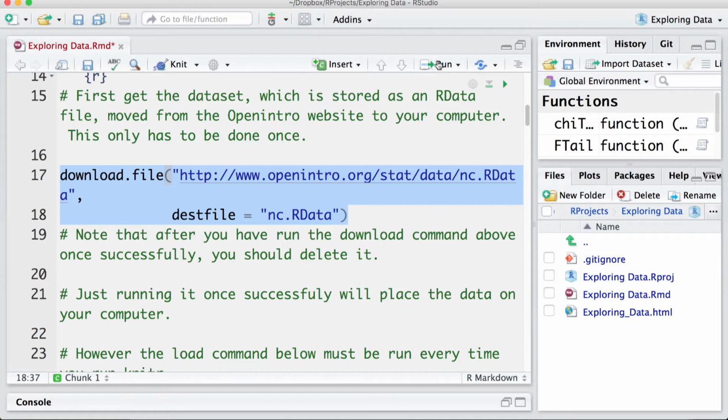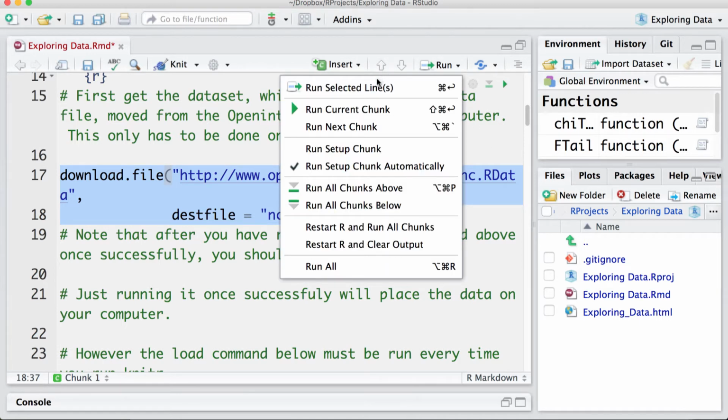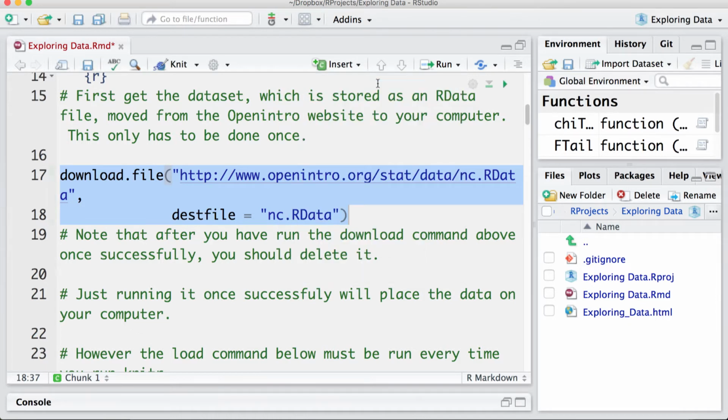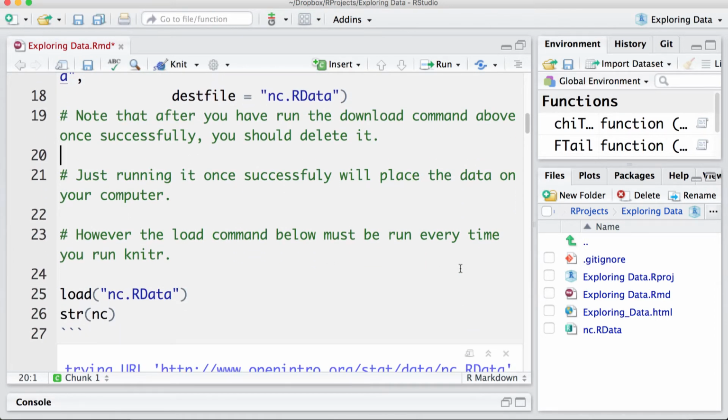And then let's run this command. Run selected lines. And you see what happened is that you now have nc.r data in your working directory. Okay, now that we've got that done, let's actually get nc.r data loaded into our R session.